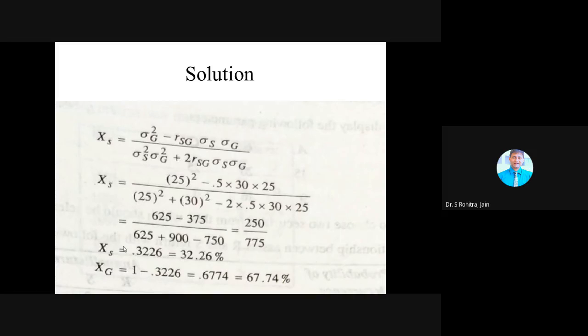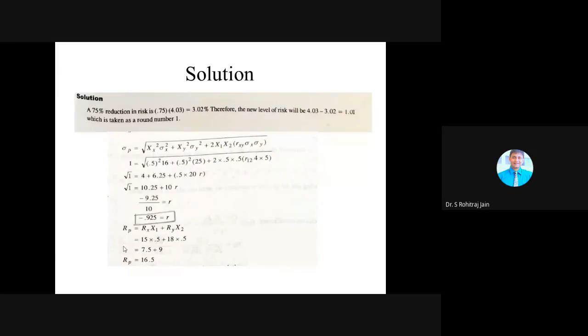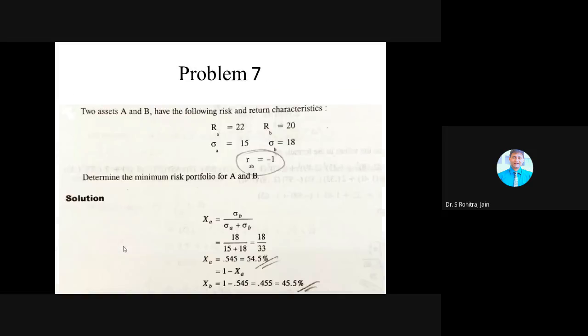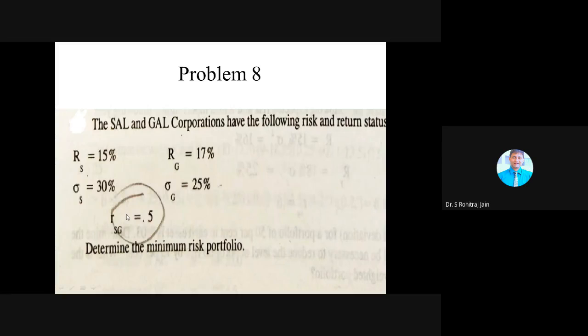Okay. So today we have solved two types of problems. The first is when they give me a correlation coefficient value that is negative. When they ask me to calculate the minimum risk portfolio, I use XA, the proportion of funds, which is equal to standard deviation of B divided by standard deviation of A plus standard deviation of B. The second problem is when the correlation coefficient between the two stocks, SAL and GL, is 0.5.